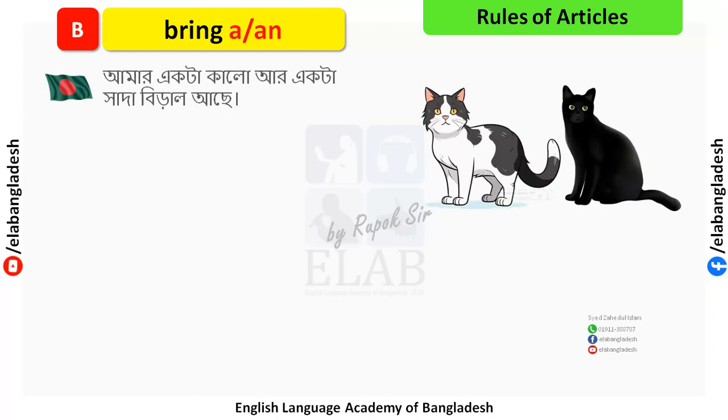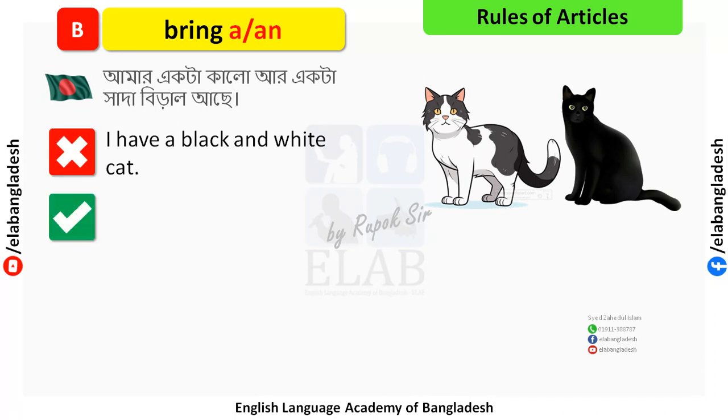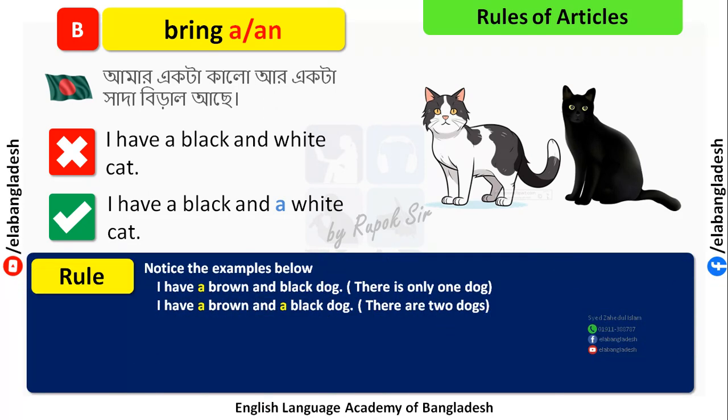I have a black and white cat. I have a black and a white cat. Notice the examples below. I have a brown and black dog. That means there is only one dog. I have a brown and a black dog. That means there are two dogs.